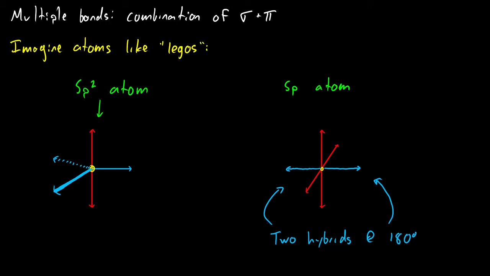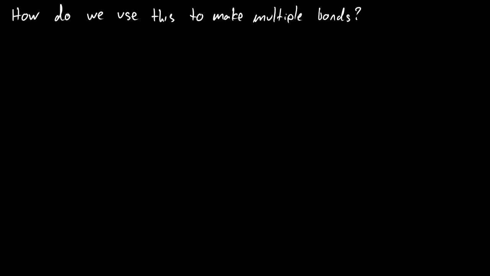Now note the color coding here. These are two separate hybrid orbitals, not another p orbital. We should always have 4 orbitals total no matter what we do with any of these atoms. So how do we actually use this to make multiple bonds?